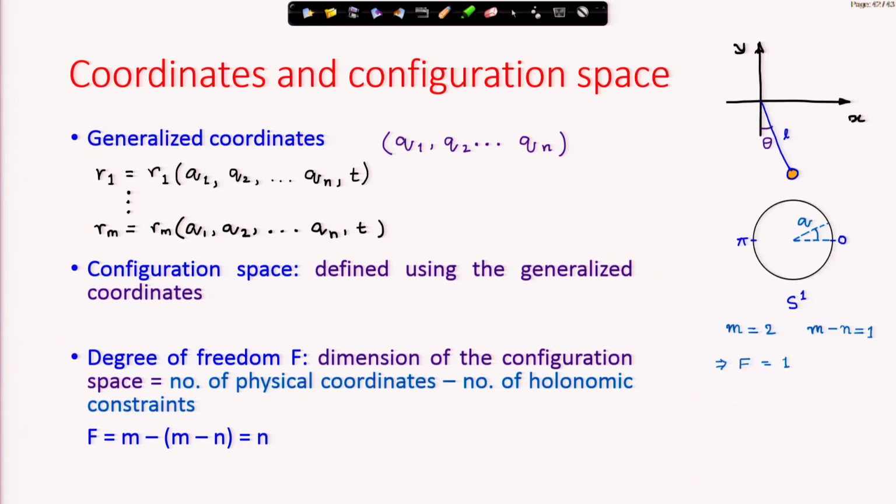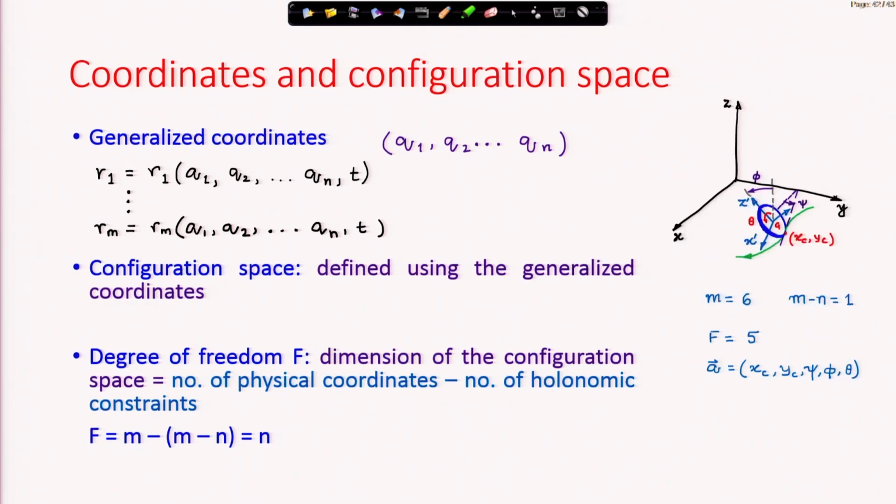For example, in the case of the pendulum, we had one holonomic constraint, and we had therefore reduced our configuration space to 1 dimension, which is represented by theta. We had 2 physical coordinates x, y, the location of the bob, so m is equal to 2, and we had how many holonomic constraints? 1: x square plus y square is L square. m minus n is the number of holonomic constraints, that was 1, therefore, degree of freedom is 2 minus 1, 1.